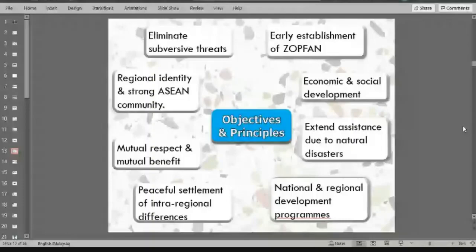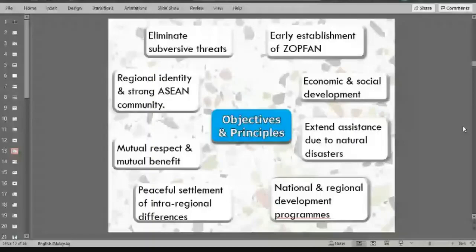So they argue that if you want to achieve political stability, you must first of all ensure economic and social growth or progress. Right? So they work together to ensure that the member countries can develop the economy as well as society, and this will ensure the stability and security of the region. Right? And then the assistance due to natural disasters.